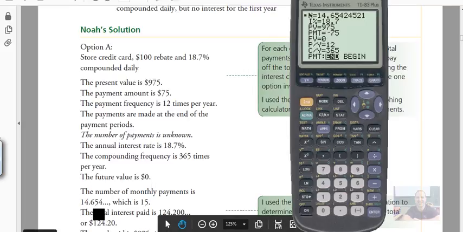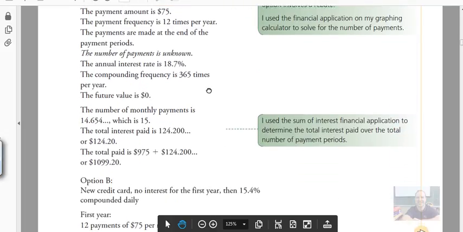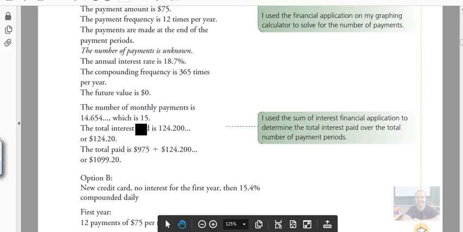14.65. So down here, look at that. That's the same number that they got in the textbook, so that's good. So we filled everything in correctly. The number of monthly payments is 14.65 or 15. Okay, she's going to have to make 15 payments. All right, so does that make sense that we got that right?